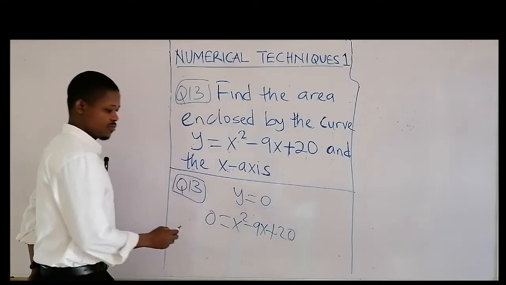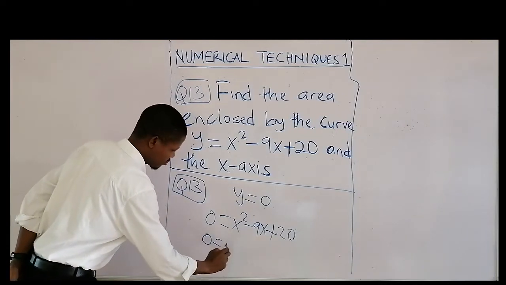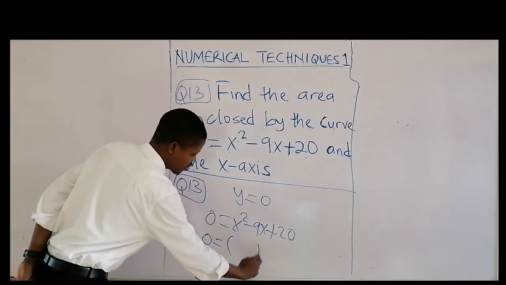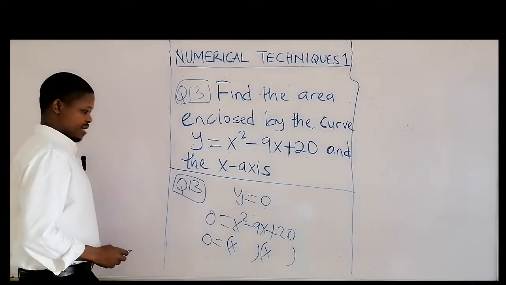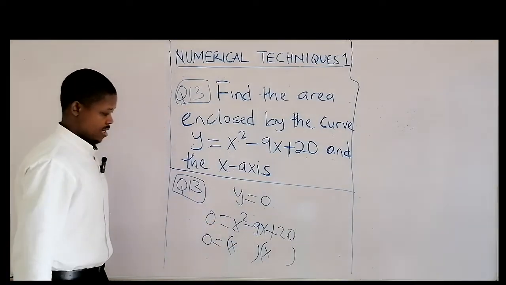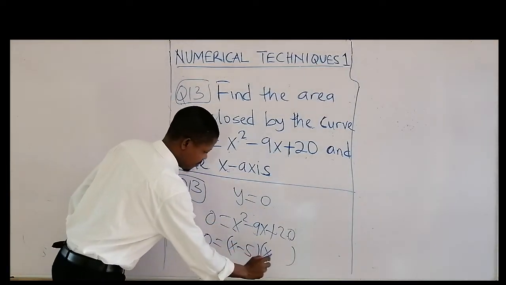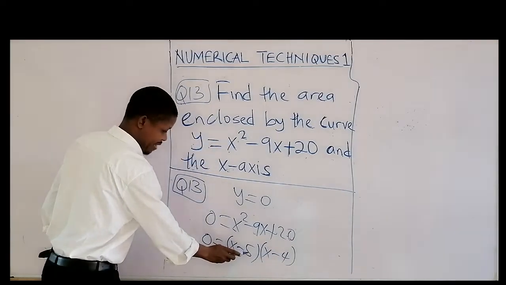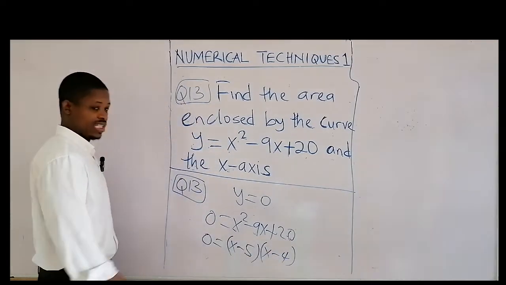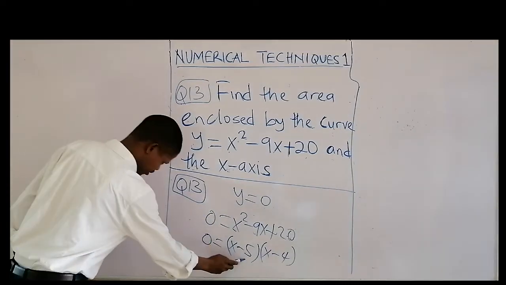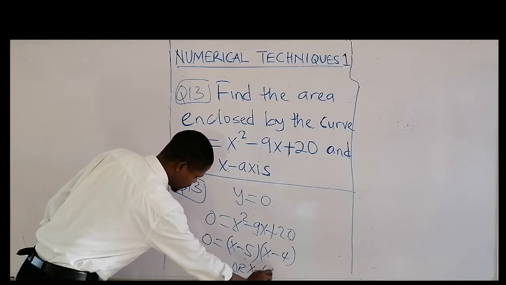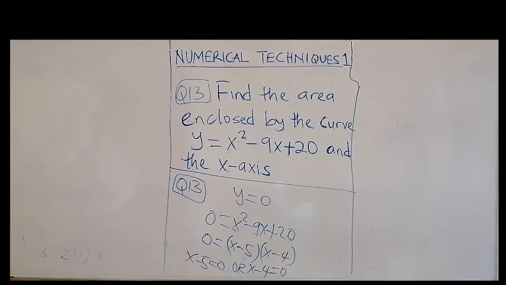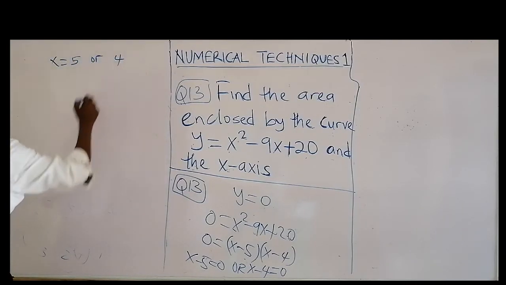You compare the x squared: 1 here, 1 here. The factors of 20 that give minus 9 are minus 5 and minus 4, and if you multiply minus 5 times minus 4, you get plus 20. So this equation implies x minus 5 is equal to 0 or x minus 4 is equal to 0. So x is equal to 5 or 4.